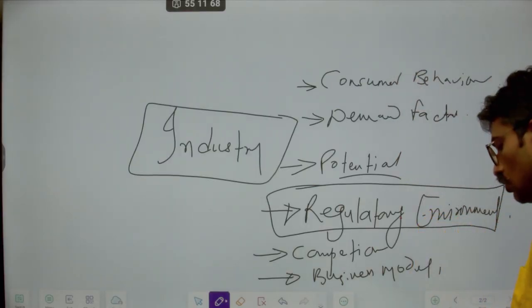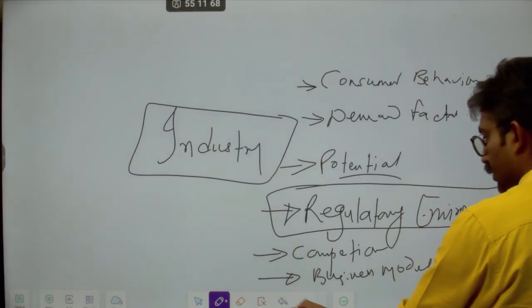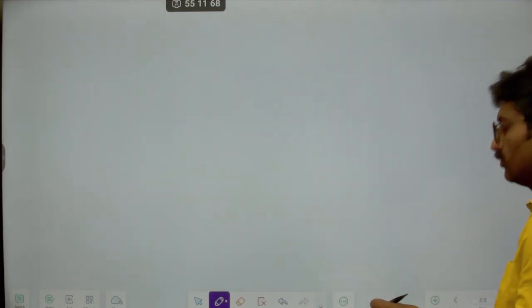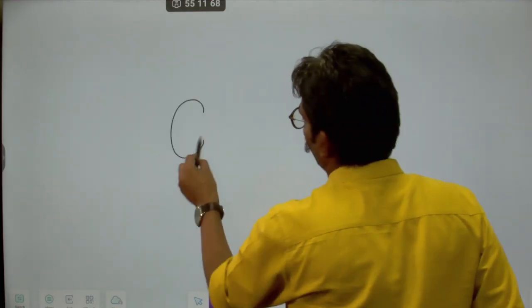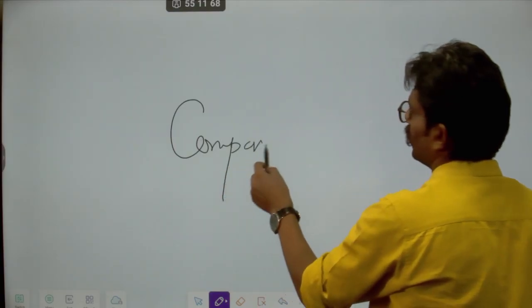Now, when it comes to analyzing the companies, what are the factors that you would look at? You are analyzing a company. What factors would you look at?